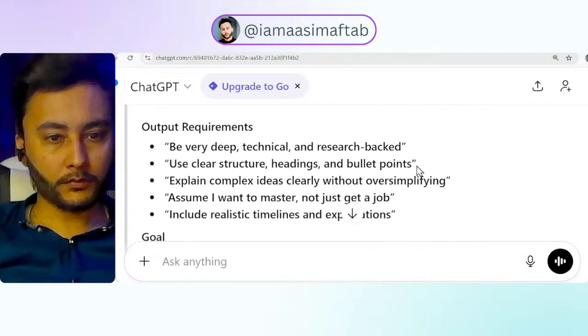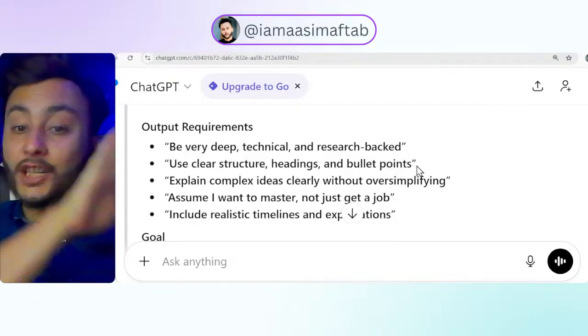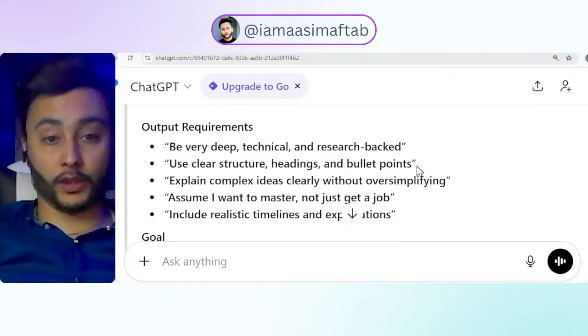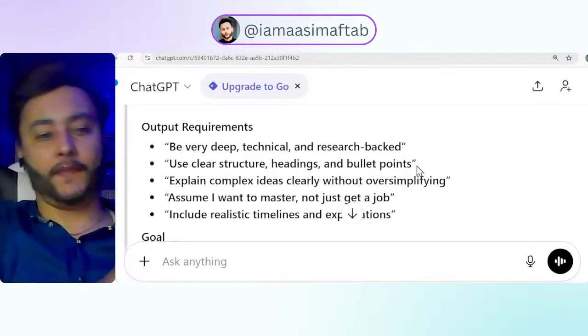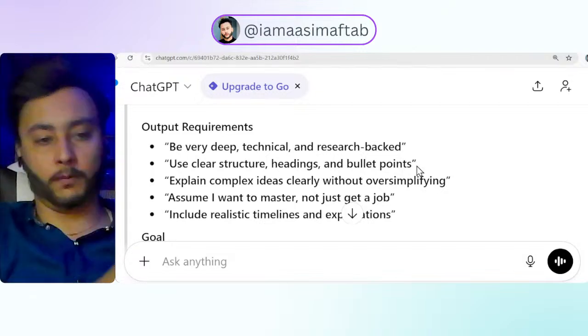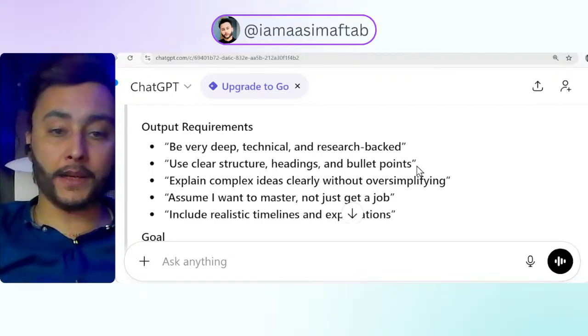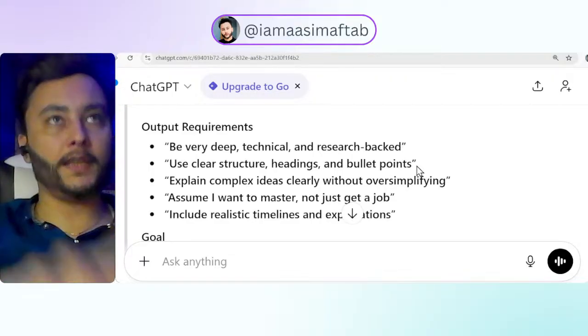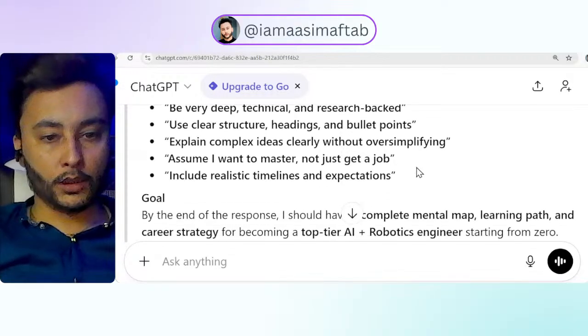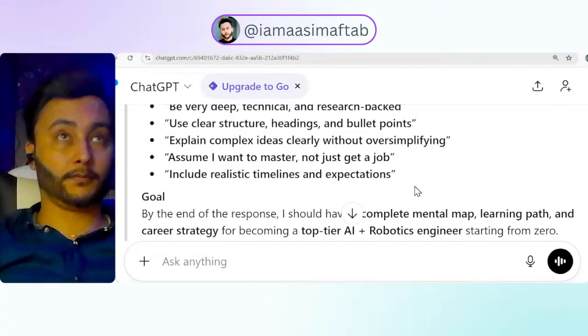See it. Output requirements: be very deep, technical, and research backed. Use clear structure, headings, and bullet points. Explain complex ideas clearly without oversimplifying. Assume I want to master, not just to get a job. Include realistic timelines. These are the things which I gave it earlier. You may have seen this, you may have seen that. Include realistic timelines and expectations.